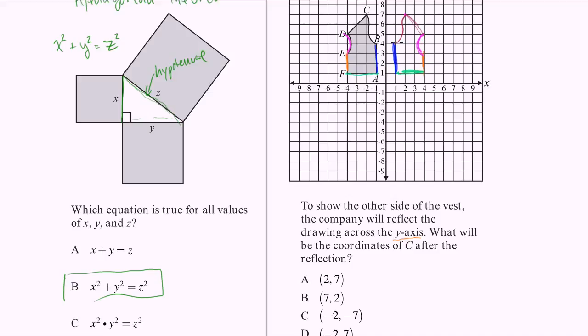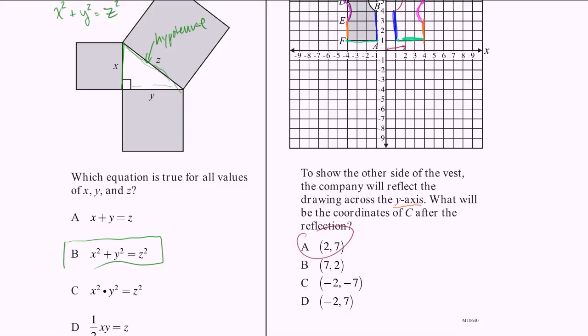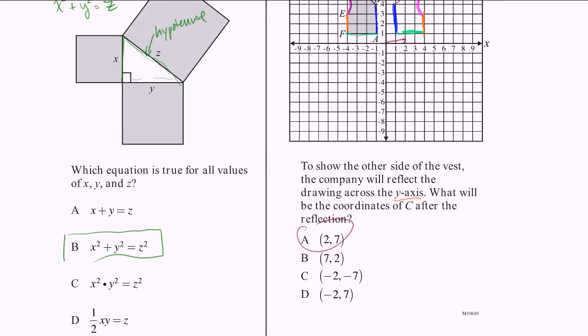But they want to know the coordinates of C. So this is C, and this is the C after the reflection. Maybe I could call it C prime. Its x-coordinate is 2, right? We're 2 to the right. Before we were 2 to the left at -2. And its y-coordinate is going to be the same. It's going to be 7. So (2, 7), and that is choice A. And I'll do the next video. Well, there's only 2 problems in this video, so let me go to the next page.